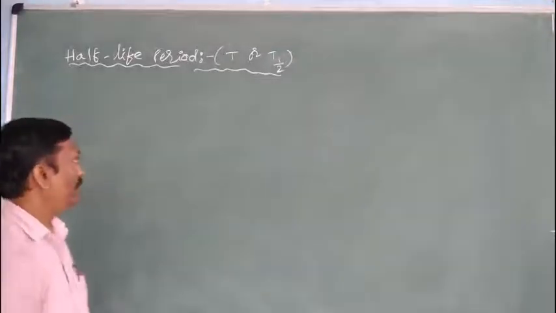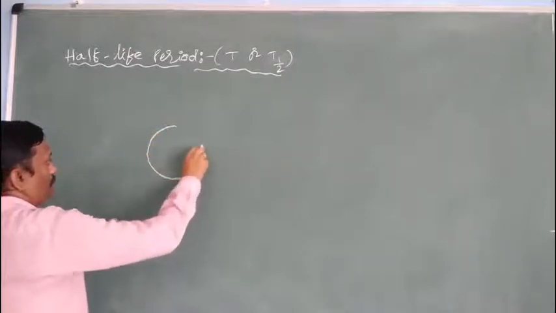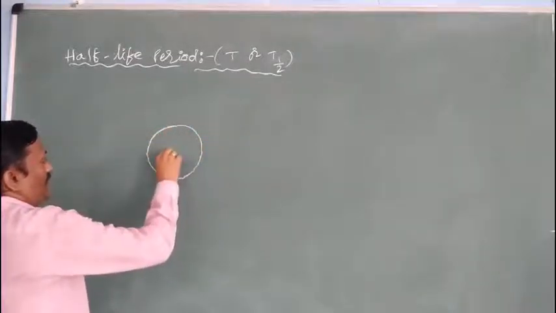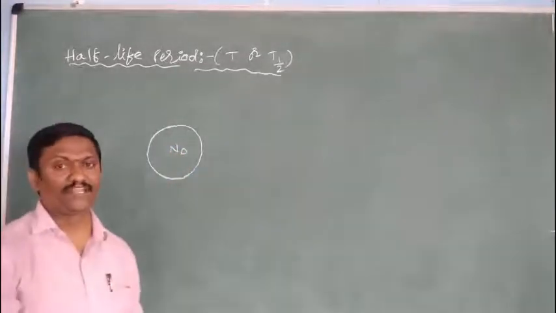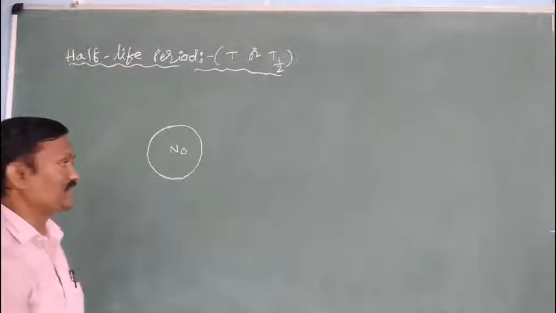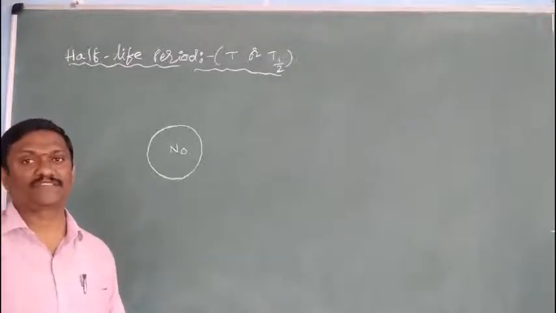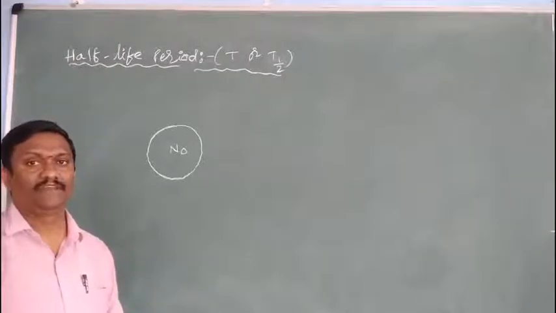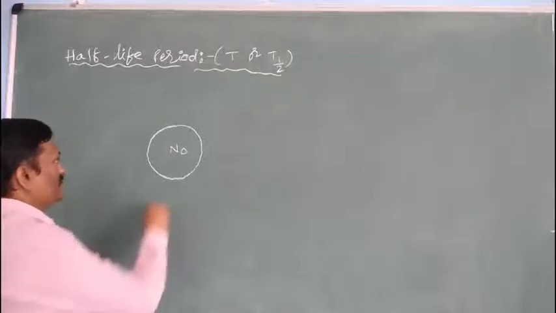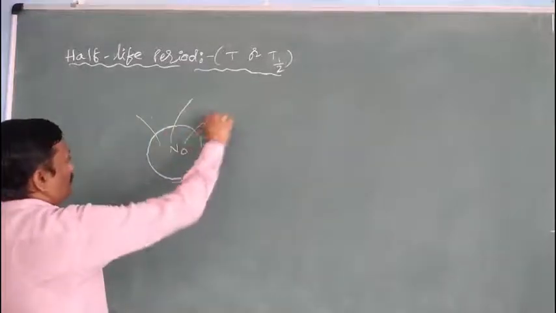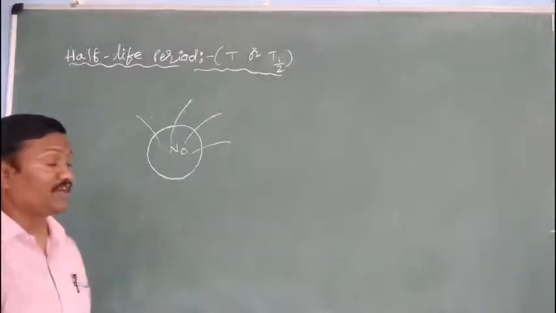We know, for example, there is one radioactive substance. Initially, it has a large number of atoms. The initial number of atoms is denoted by the symbol N0. We know radioactivity is a spontaneous process, without pressure, without temperature, without force. The radioactive substance always emits radiation continuously.